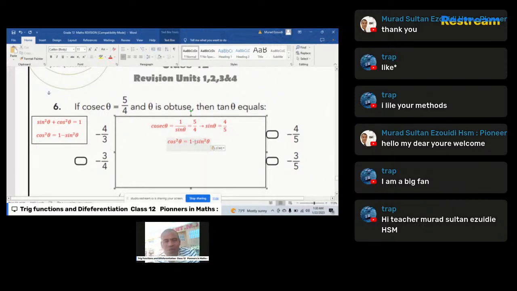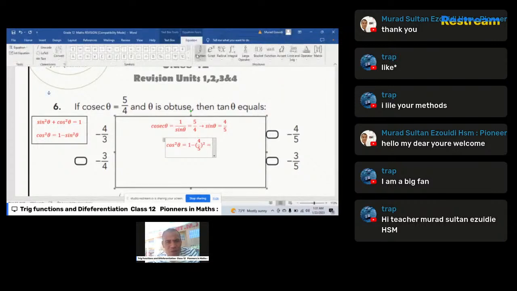Okay. It will be cosine square equal 1 minus 4 over 5, all square, of course, between parentheses. Because you should square both numbers, 4 and 5. Don't forget. Don't tell that I will square just the 4 and everything will be okay. So this one equals, in fact, 25 minus 16, it will be 9 over 25, equal 9 over 25.